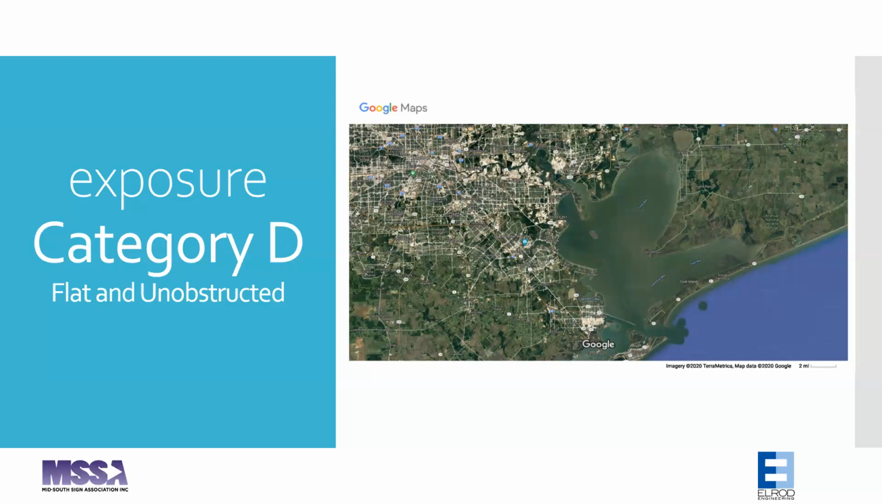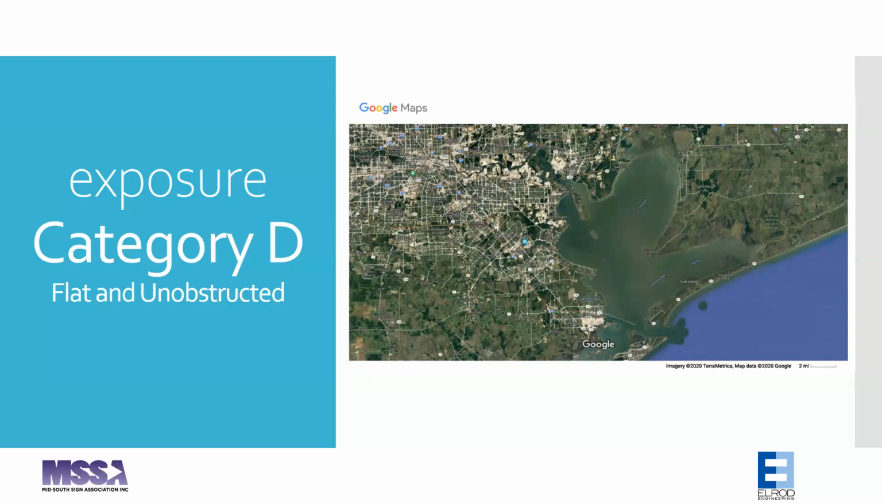An interesting thing about this aerial photograph of Houston and Galveston is that you can see all 3 exposure categories in one photograph. So if you look at the coastline down in the lower right section of the photograph, that is exposure category D. Obviously, with the Gulf over there to the right, you've got a long unobstructed area, so the wind is at the highest wind pressure.